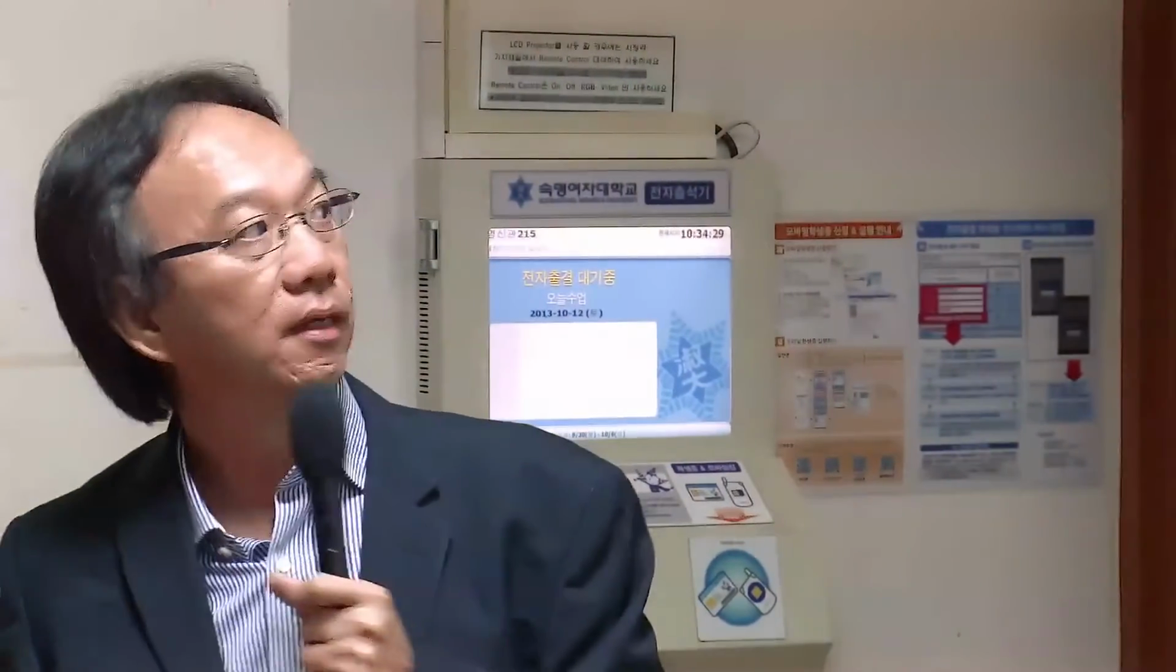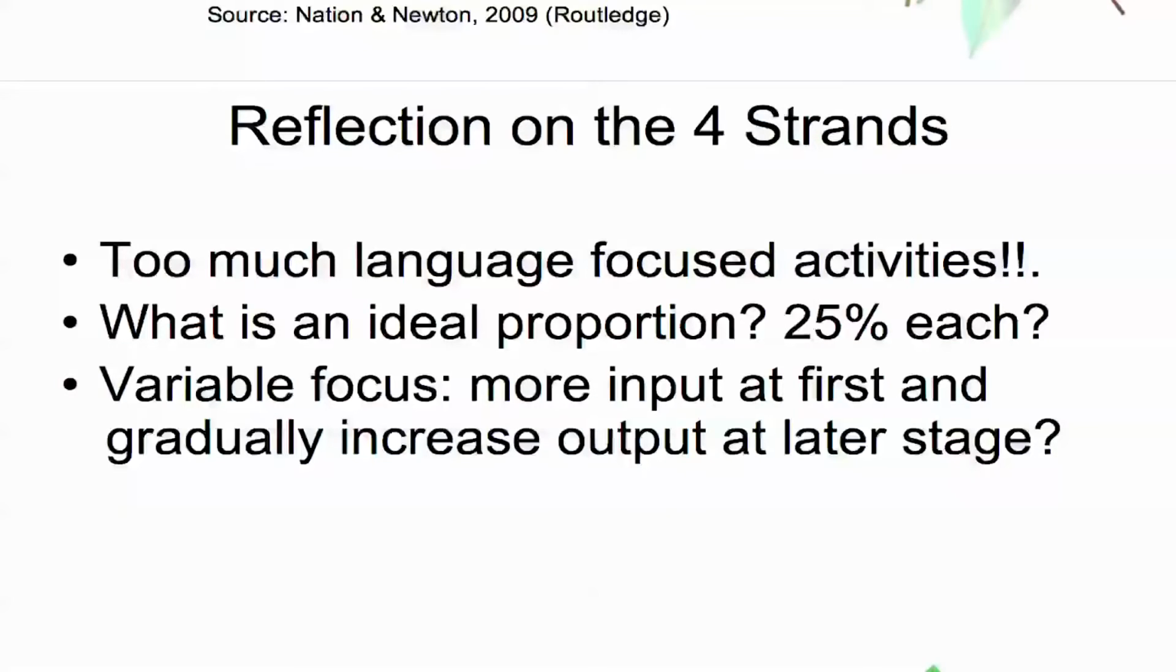Let's look at the four strands together. I think what we have seen happening in the classroom is this strand receiving too much attention. In high school, for example, a lot of teachers spend a lot of time doing language-focused activities, grammar teaching and things like that. What is an ideal proportion? 25% each? That's what Paul Nation is proposing. 25% input, 25% output, 25% language-focused activities, and 25% fluency activities.